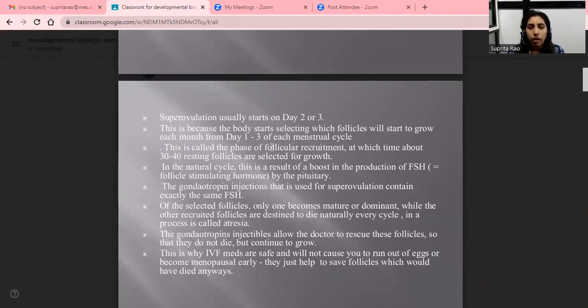Now, superovulation starts on the second or third day after our menstruation fully completes. This is when the body starts selecting follicles which will grow into the mature ovum. So instead of just selecting one cell, it is going to select 3 to 5 more. This is called follicular recruitment, wherein you recruit cells to be developed into the ovum.